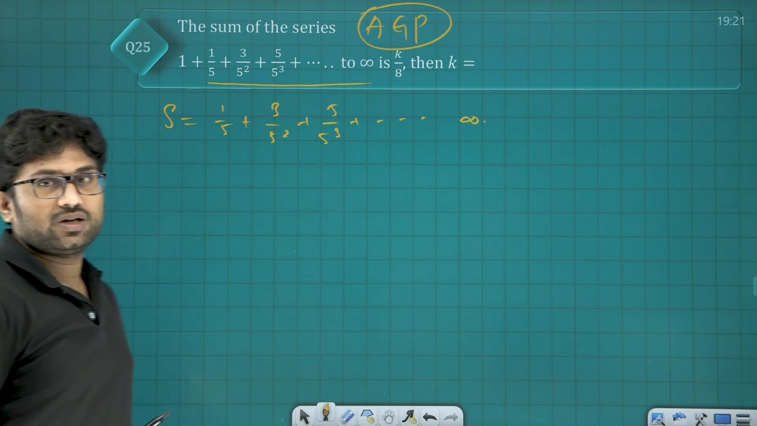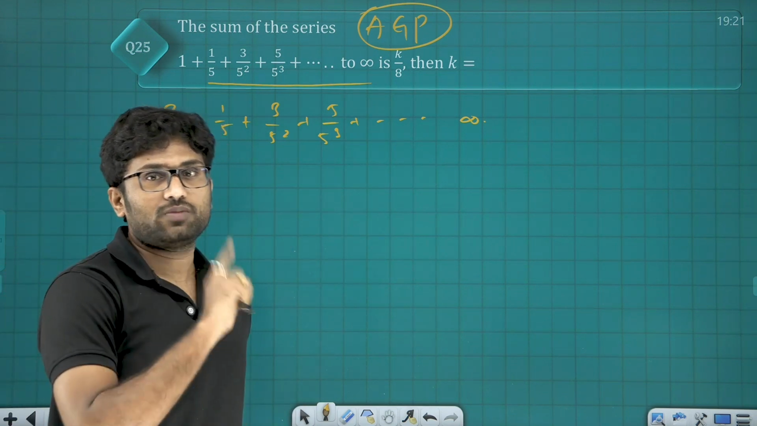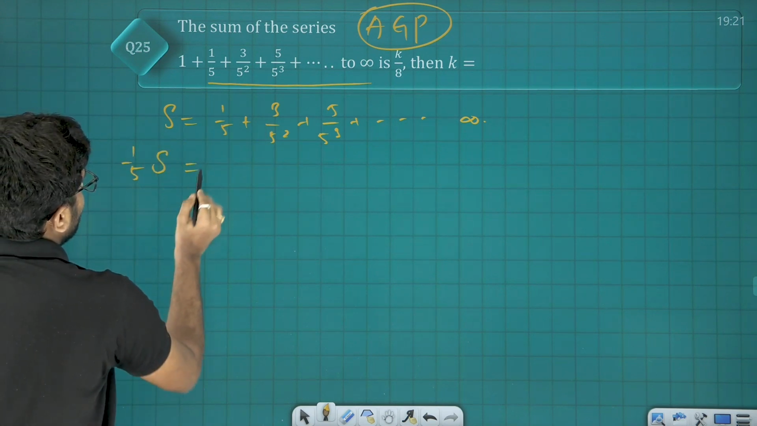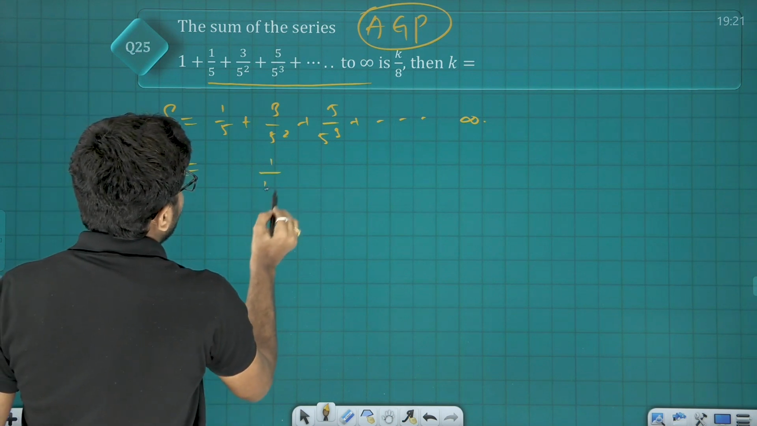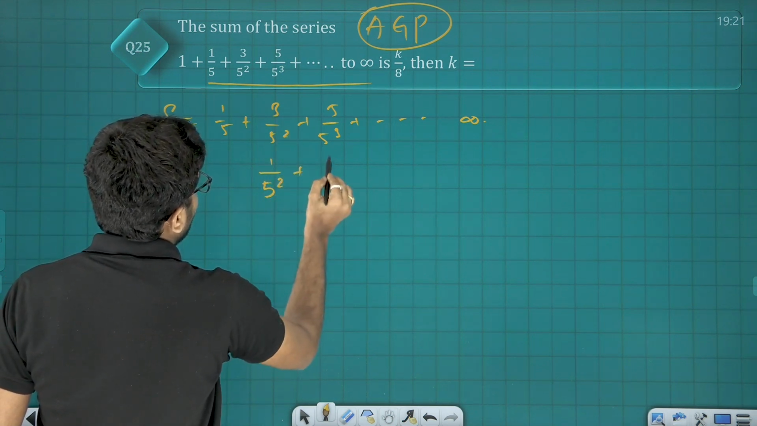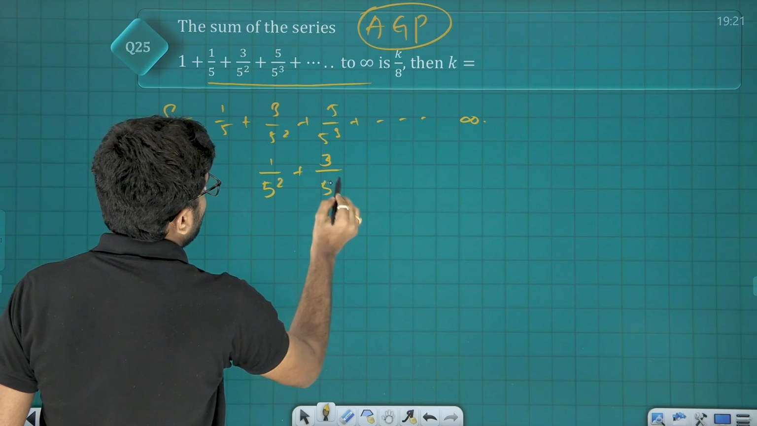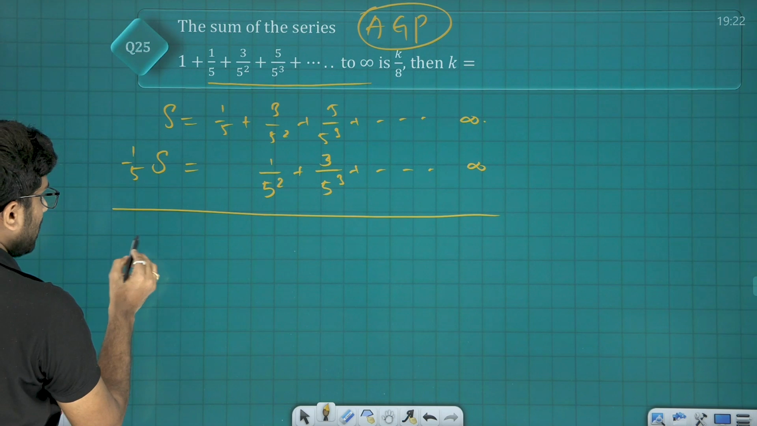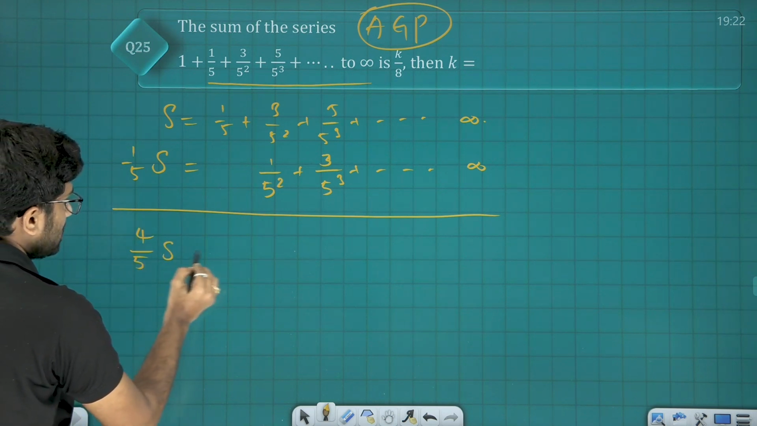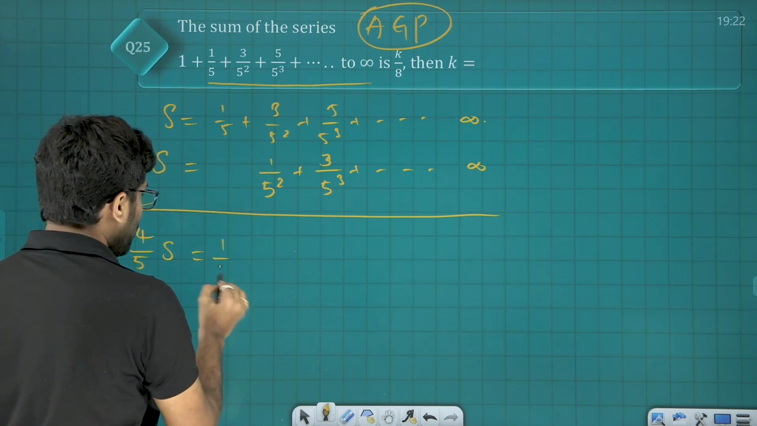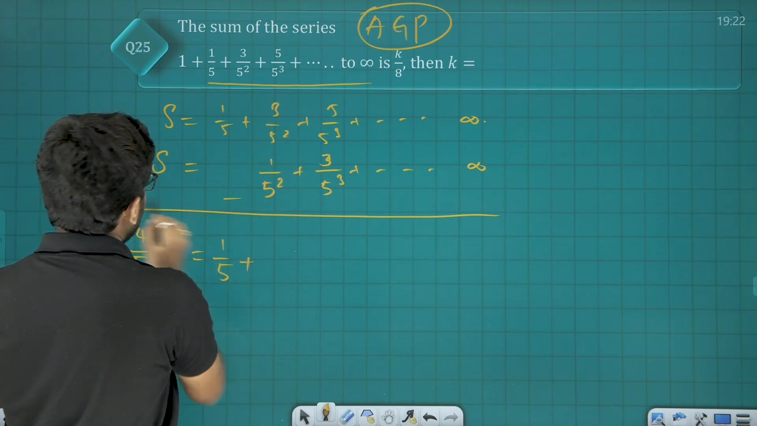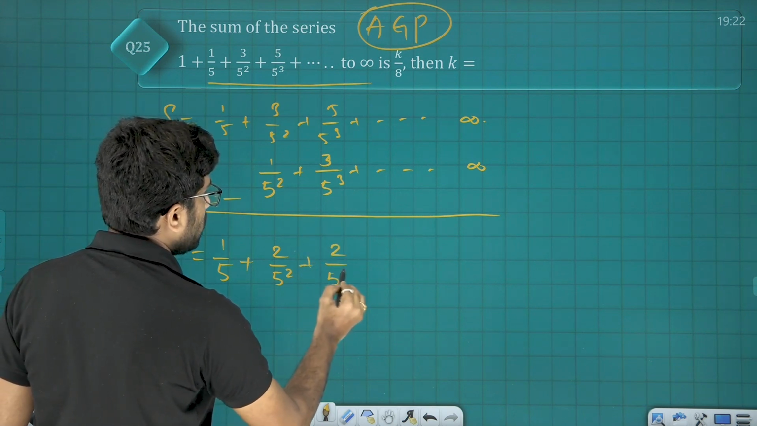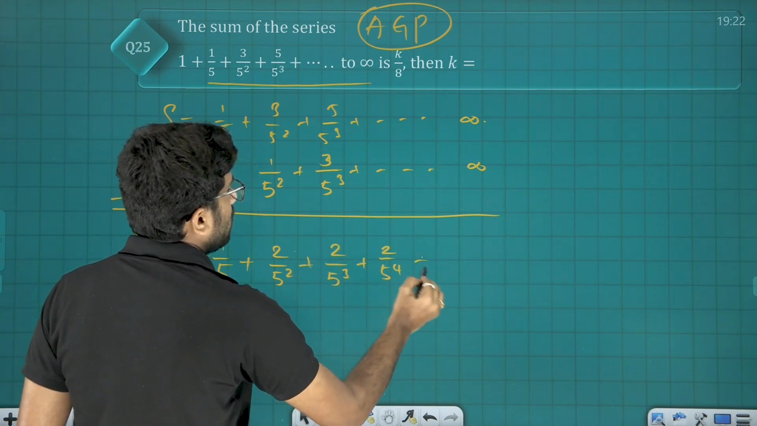Okay, what is the approach in AGP, friends? Identify the common ratio and multiply with both sides. Common ratio is 1 by 5. So 1 by 5 into S is S by 5, which is equal to 1 by 5 square plus 3 by 5 cube and so on up to infinity. Now take the difference. S minus S by 5 is 4 by 5 times S, which is equal to 1 by 5 plus 2 by 5 square plus 2 by 5 cube plus 2 by 5 power 4 and so on up to infinity.